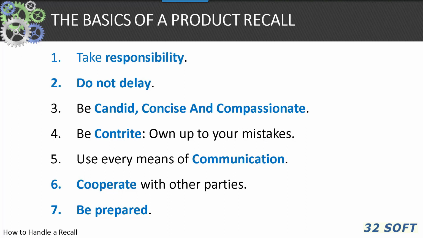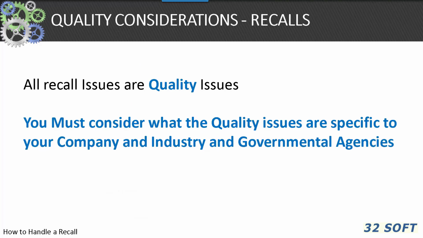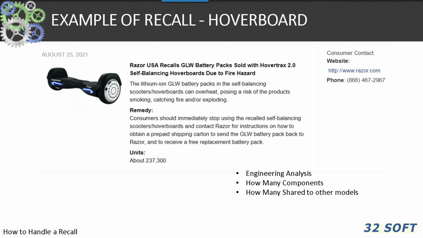Some basics of product recall: take responsibility. Don't delay. Be candid, concise, compassionate, and contrite. Own up to your mistakes. Use every means of communication you can, cooperate with everybody, and be prepared. That's what we're going to cover today. All recall issues are quality issues. You must consider what the quality issues are specific to your company, industry, and governmental agencies.